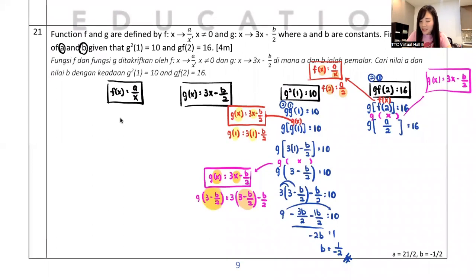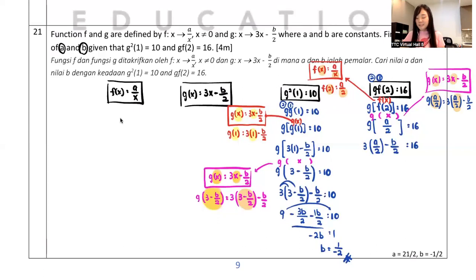Can you see it? Now you want to do GA over 2. So the x becomes A over 2. This x also becomes A over 2. All we need to do is expand it. So 3 bracket A over 2 minus B over 2 equals 16.